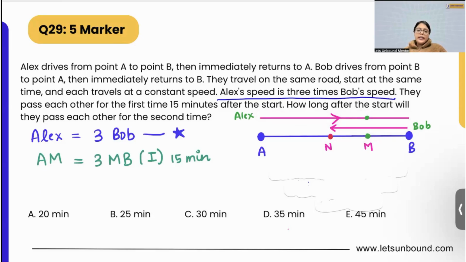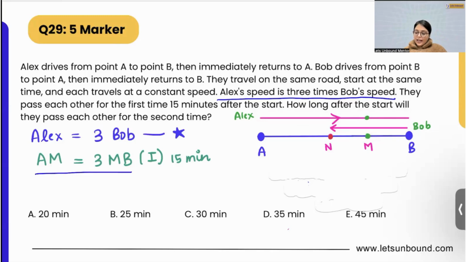Okay? Or BM, you can say it's the same thing. So 15 minutes it took. Now, right now they are at the green positions, right? I've put green dots. So they are at this place. Now they again continue to move and let's see when they're meeting for the second time.